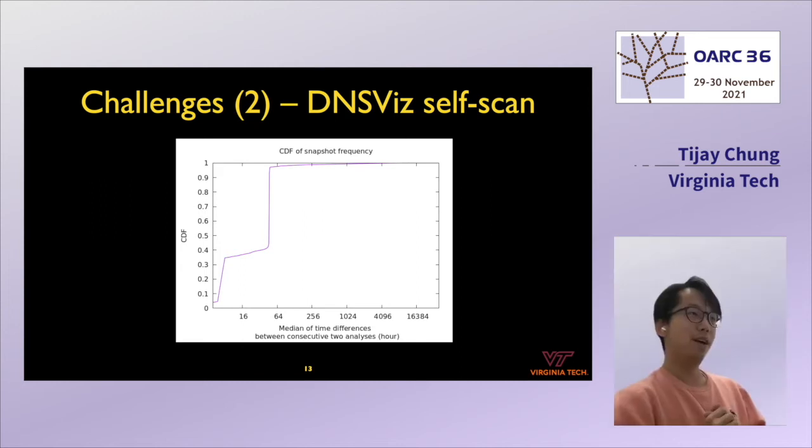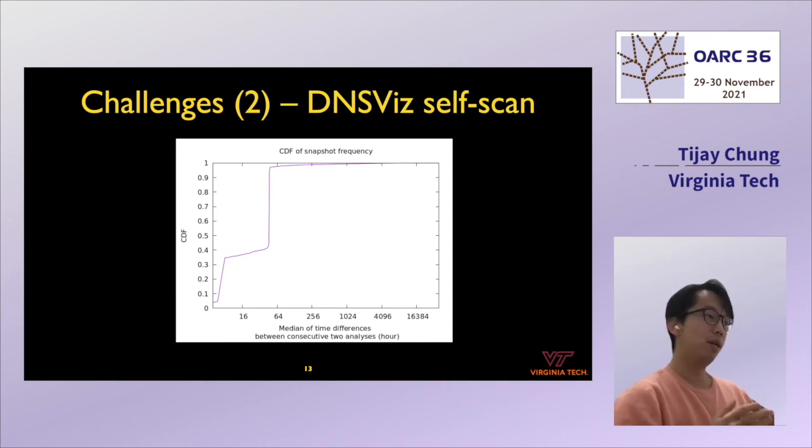All right, thank you. DNSViz used to self-scan some domain names, every 48 hours or 8 hours. So we decided to remove such domain names only if they have analyses where the time differences between consecutive analyses are 48 or 8 hours.